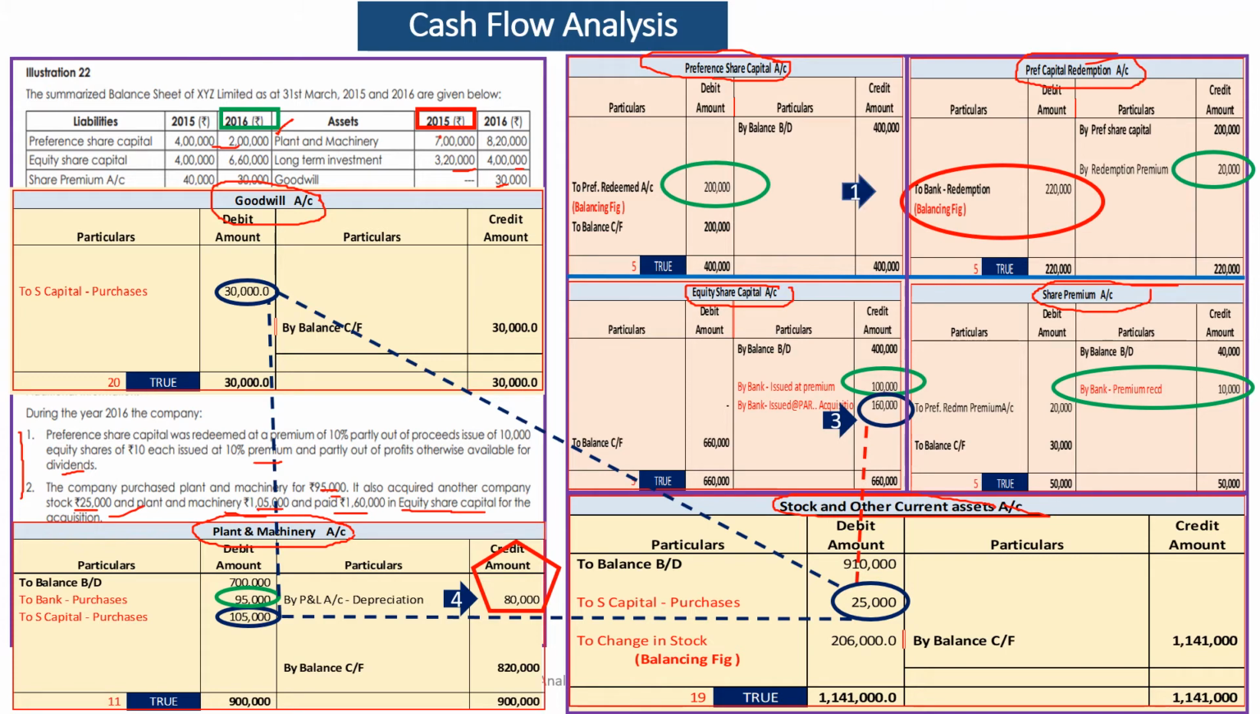How does it work? Let me just say first, it talks of you having 4 lakhs of preference shares, 50% you are redeeming. It says 50%. The preference shares are redeemed at a premium of 10%, partly out of proceeds of issue of 1 lakh.